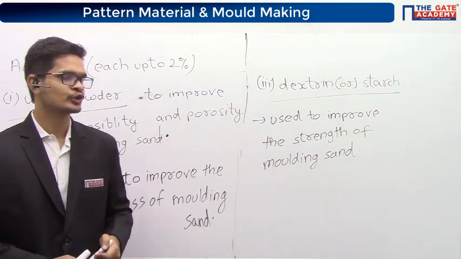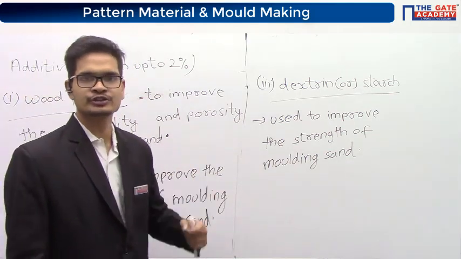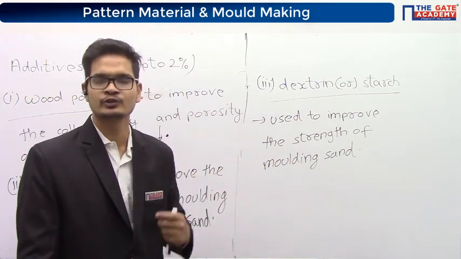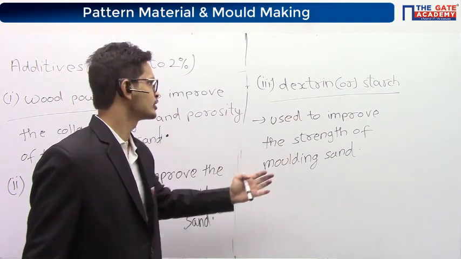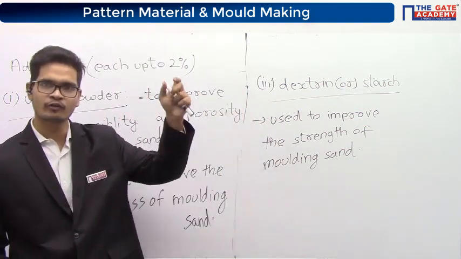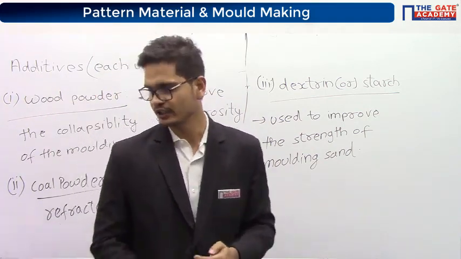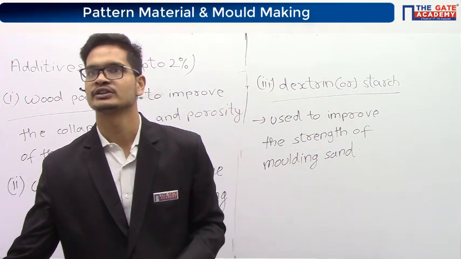Okay, so you can expect direct questions. What kind of questions? What is the use of wood powder? What is the use of coal dust, coal powder? What is the use of dextrine? Or maybe they can give you all the three in the form of match the following, and on this side they can give you the properties. On the other side they can give you the properties.